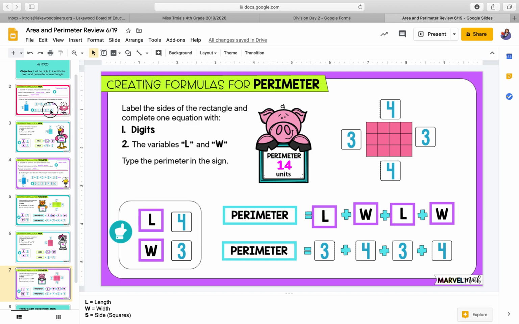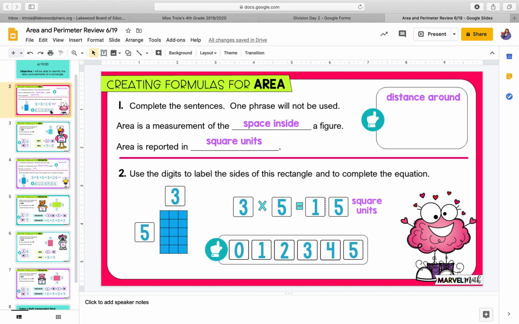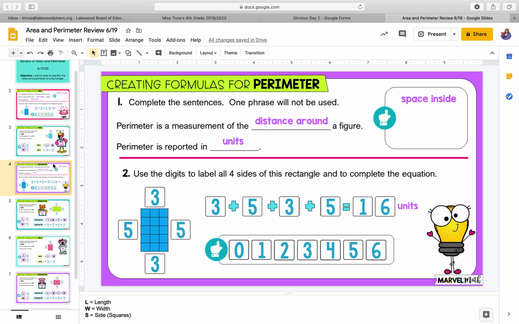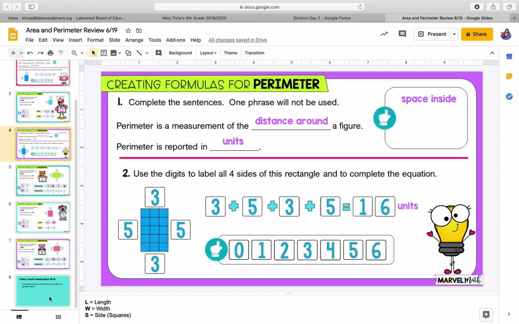So let's refresh and go back to the top. Area is the space inside a figure. It's labeled in square units, and it's just the length times the width. The perimeter is the distance around the figure, and it's just labeled in units. So for those, you just have to add all 4 sides together.